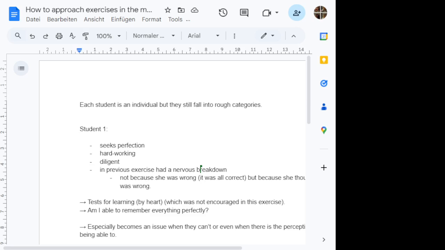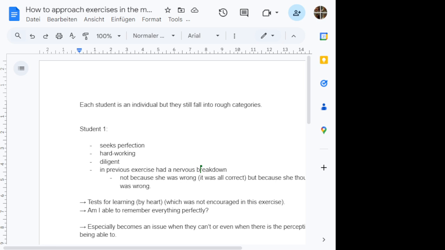Okay, so today I want to look at how students should approach an exercise in the most effective way, simply from the perspective of language learning. So we disregard everything else. We're only looking at how it helps their language learning right now and in the future.